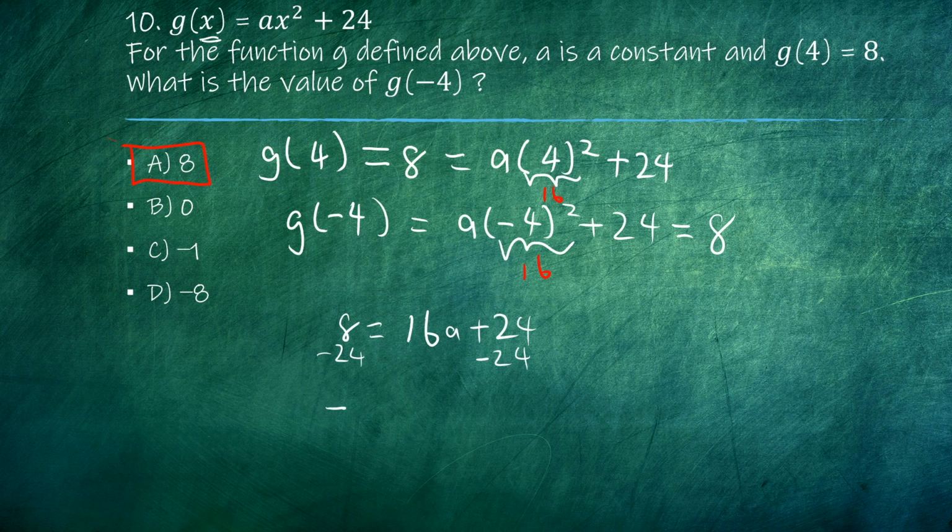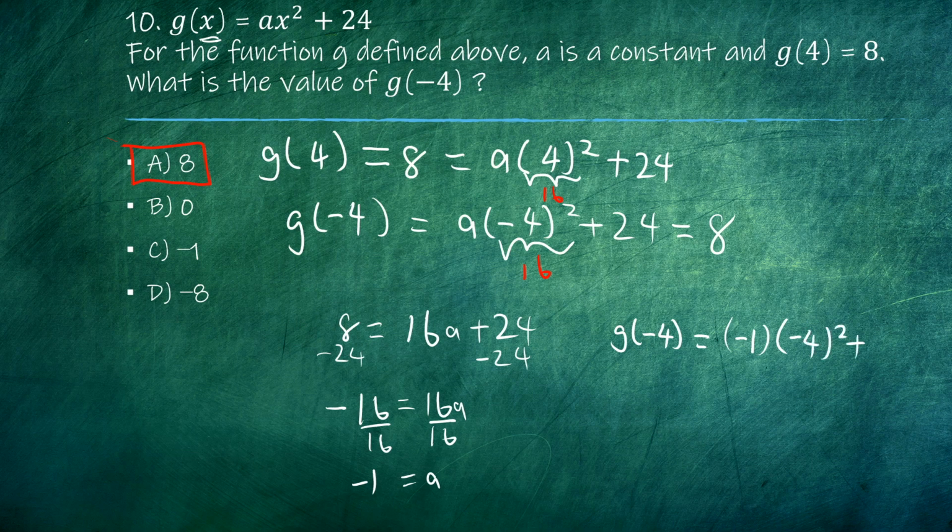So we have -16 is equal to 16a. And divide 16 on both sides. We have -1 is equal to a. So we know a is -1, so let's try g of -4, which we have -1 times -4 squared plus 24. So we have -16 plus 24, and then it will give us 8.